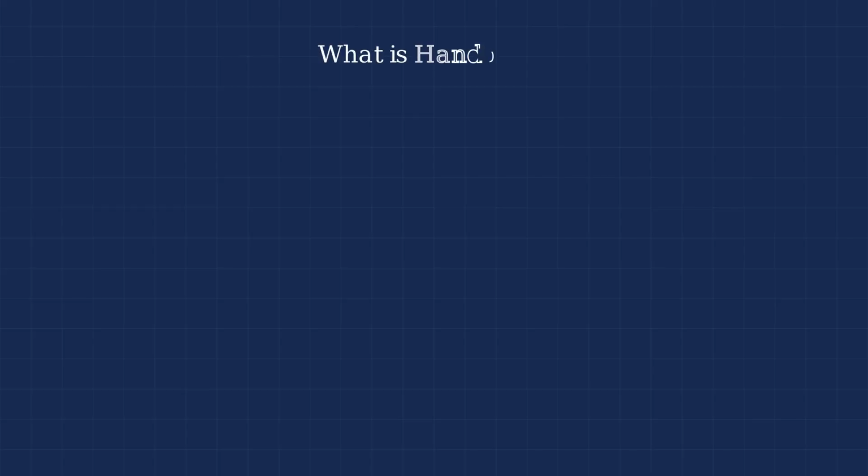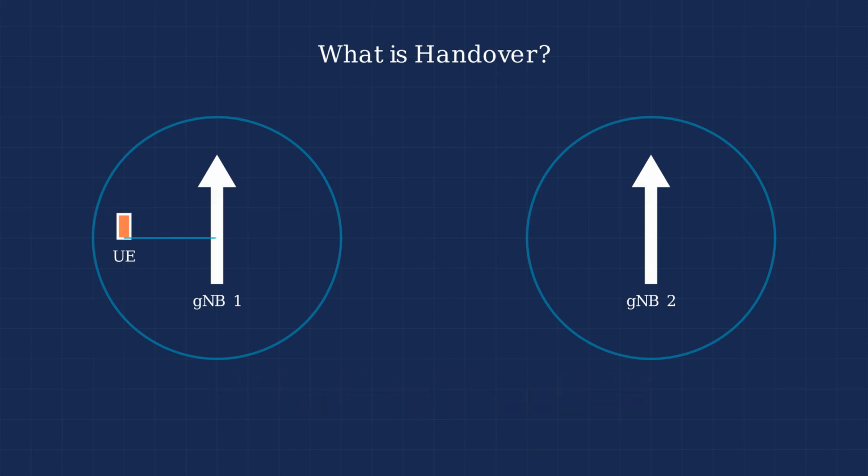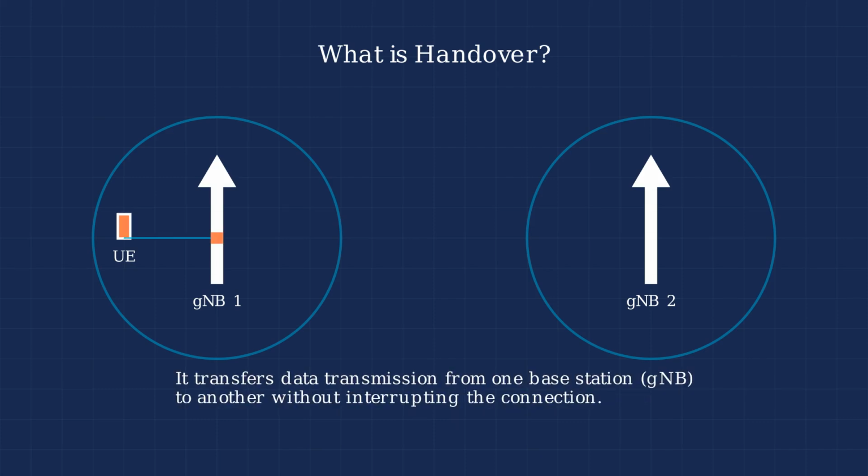What is handover in 5G networks? Handover is a critical process in 5G networks that maintains continuous connectivity as users move between cells. It transfers data transmission from one base station to another without interrupting the user's connection.